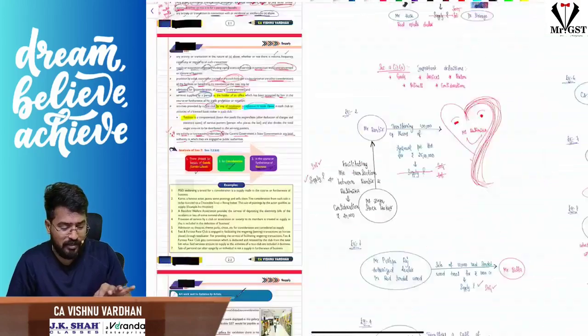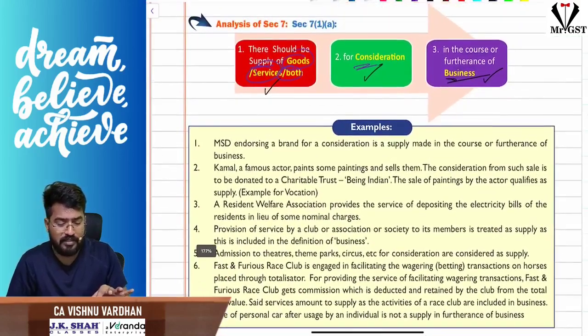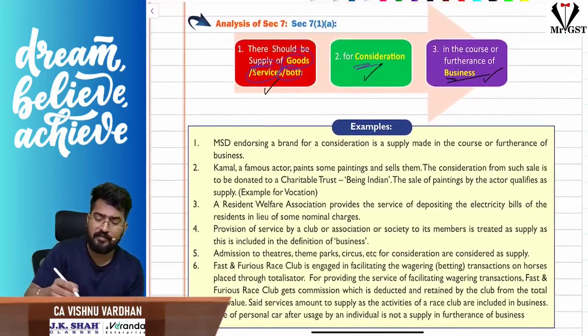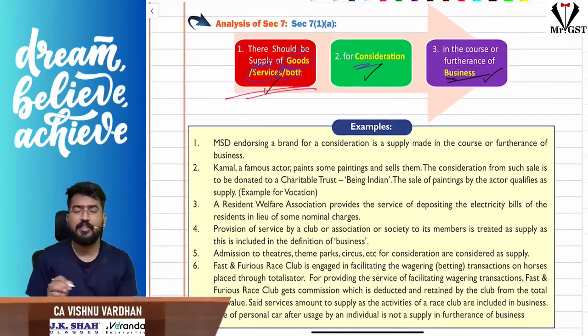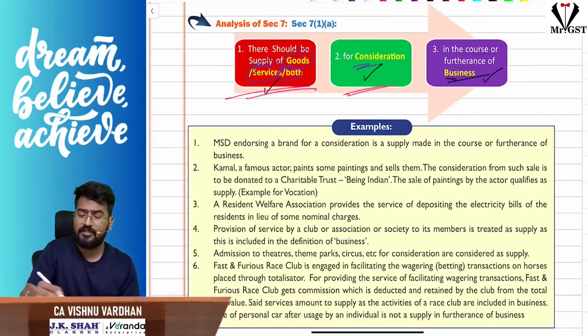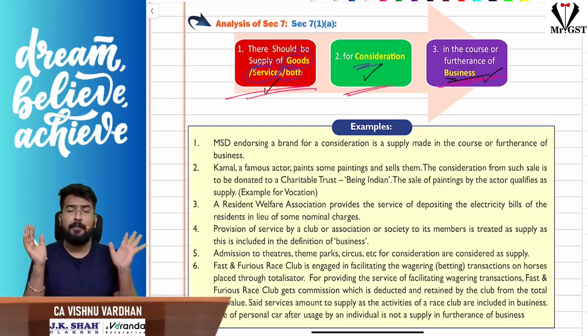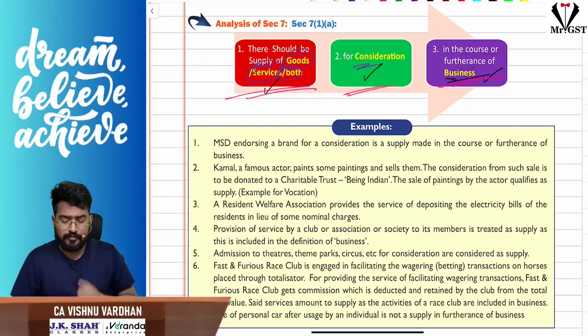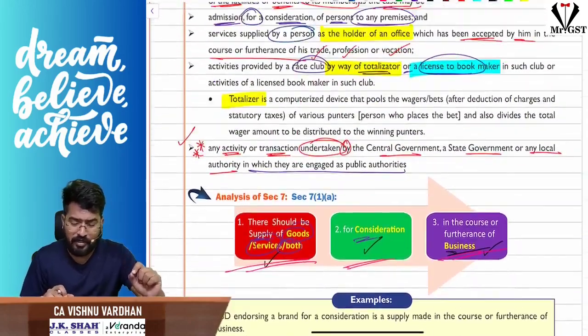So 7.1a, if you see 7.1a, we have discussed. What is 7.1a? We have understood that for the purpose of 7.1a, there should be at least goods or services or both. There should be consideration, and it should be done in the course or furtherance of business. Okay, now coming to another point here, the consideration.